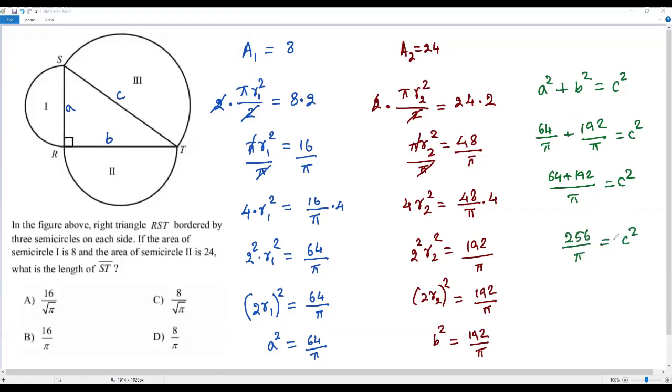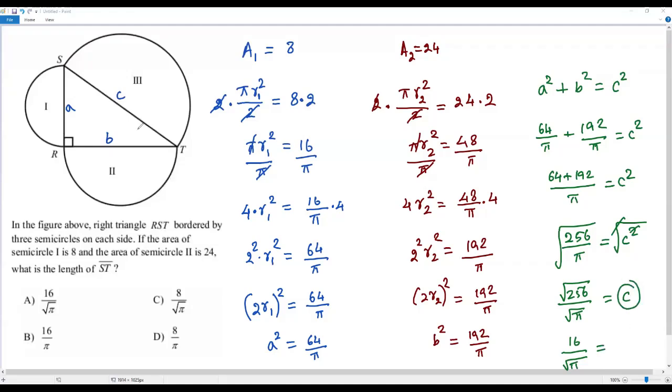My aim is to get the value of c, so for that we have to get rid of the square over here. To get rid of the square, I am taking the square root on both sides. Now the square root and square will cancel out, and on the left side we can take the square root of the numerator and denominator separately. Then we have the square root of 256 by the square root of pi equals c. The square root of 256 is just 16, so 16 divided by square root of pi equals c.